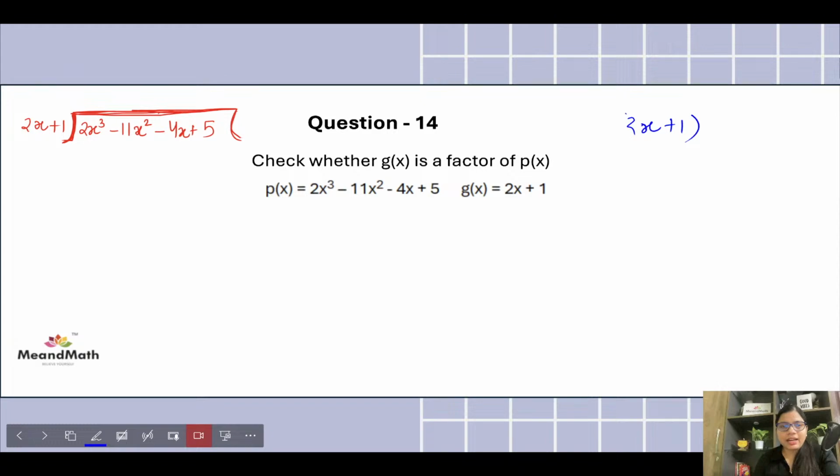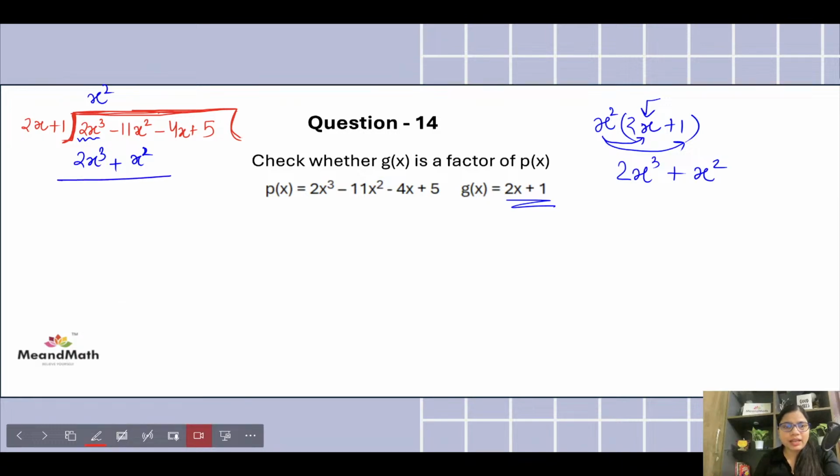We have 2x plus 1 and our first term is 2x cubed. So to make this one x cubed, we are going to be multiplying by x squared. We have to make it exactly the same as the first term inside the division. So we are multiplying x squared with 2x, which gives us 2x cubed. X squared with 1 will give us x squared. So when you multiply this gx by x squared, you get 2x cubed plus x squared. Now what do we do next? We subtract them.